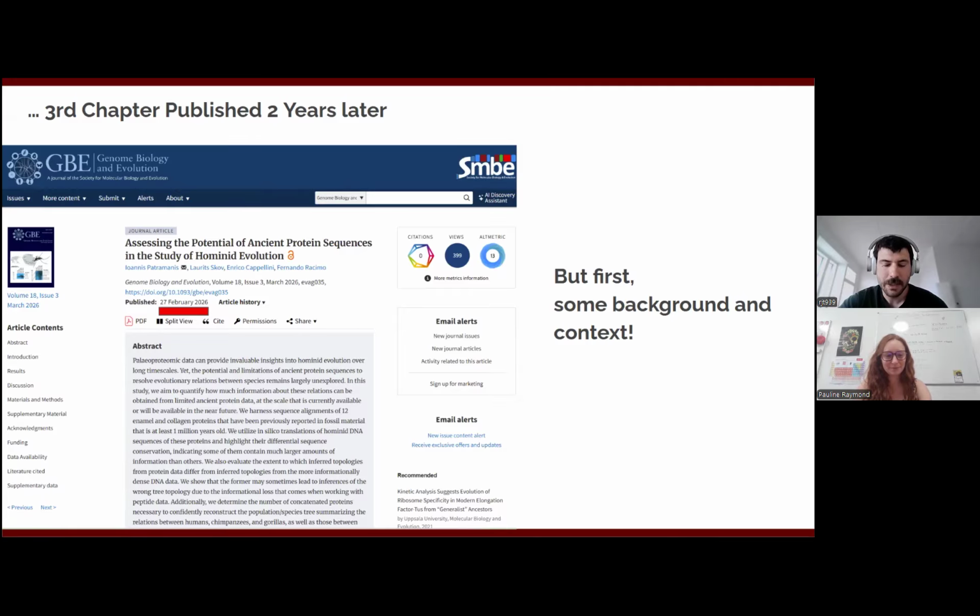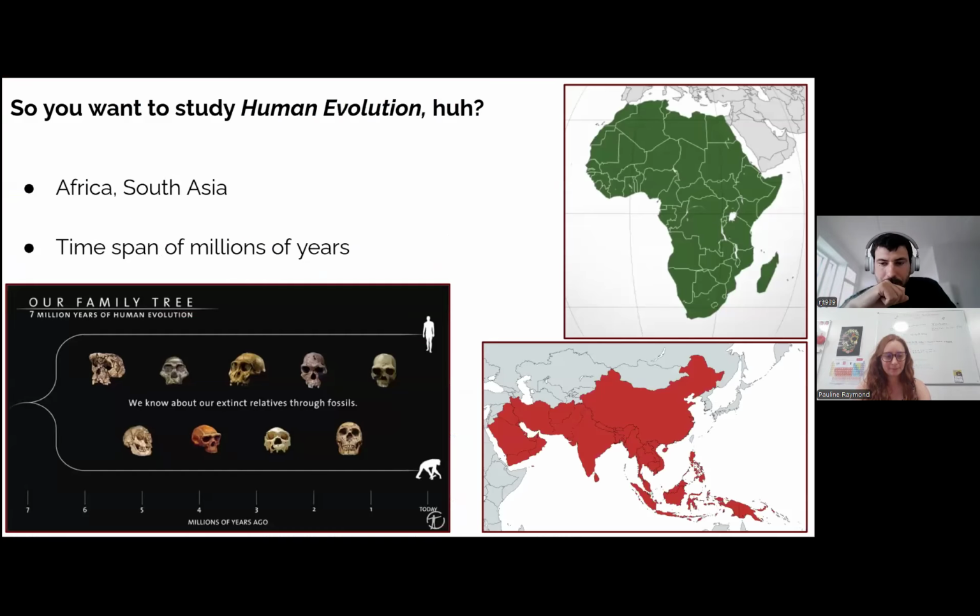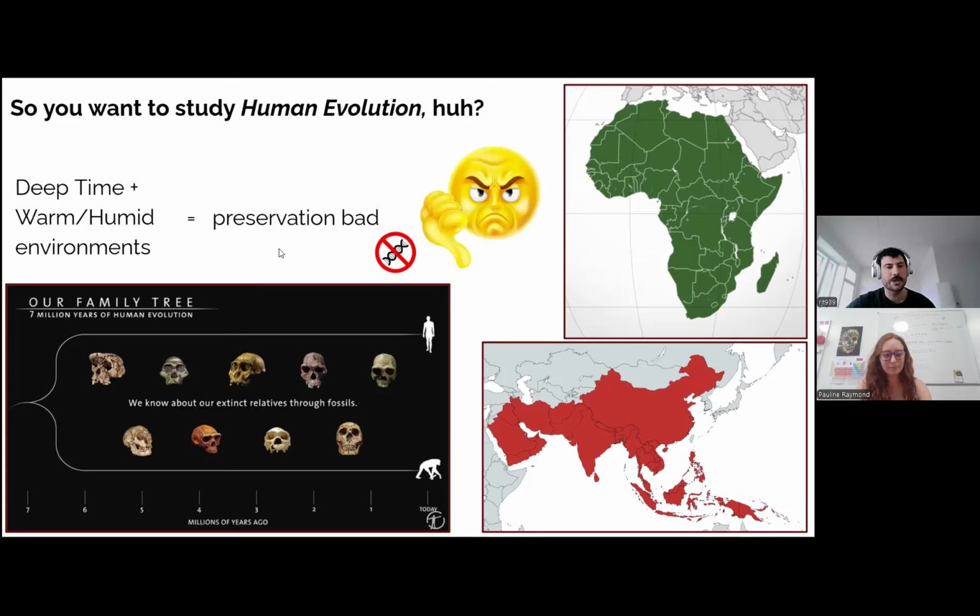But before I get to it, I want to give you a bit of background and some context to this work. The background is that if you're someone like me who is interested in studying human evolution, you will know that most of our ancestors lived in very warm places of the world, like Africa and Southeast Asia, and most of them lived millions of years in the past. This combination of deep time with warm and humid environments means that preservation of DNA for all of these samples is going to be quite bad.